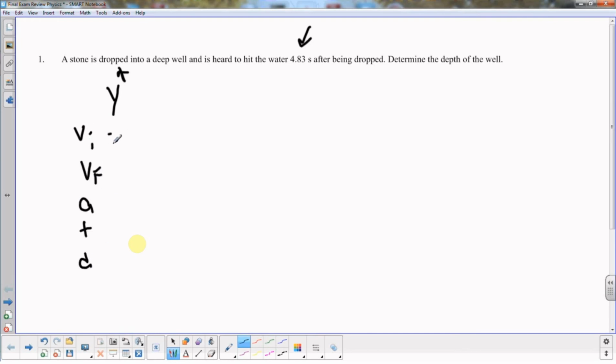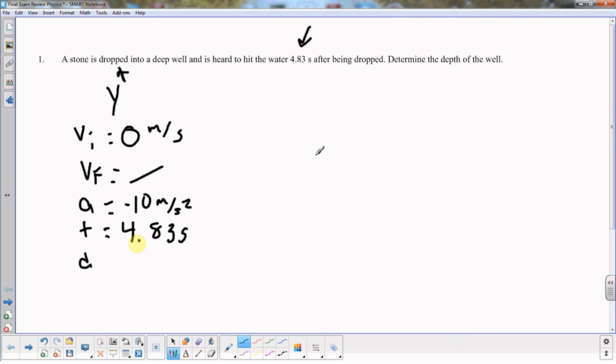And we know the VI is 0 meters per second. We would care about the VF if I asked about it, but I don't ask about it here, so we're not going to care about it. The acceleration on something that's being dropped, as we all know, is -10 meters per second squared. And the time we know is 4.83 seconds.